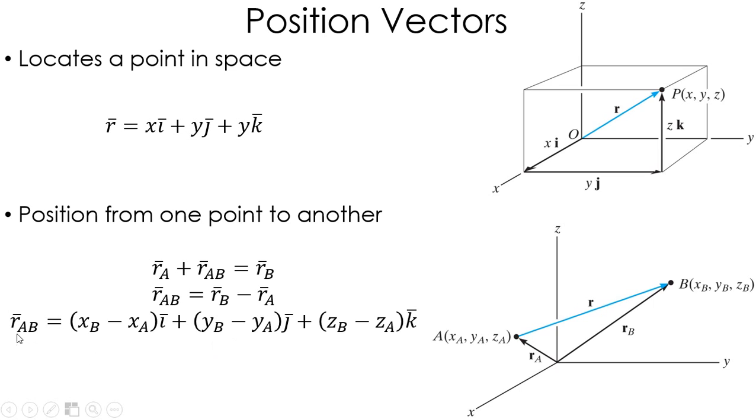I can do that for each component: final minus initial in the X direction, final minus initial in the Y, and final minus initial in the Z. That's really how I can find a position vector between 2 points. Just take the final position minus the initial position. Now in class we'll do it a little bit differently when we solve problems. I think it's better to just think, how much do I have to move in the X direction to go from A to B, in the Y direction from A to B, and so on. But mathematically it's just final minus initial.